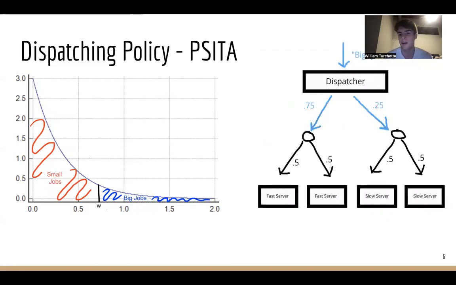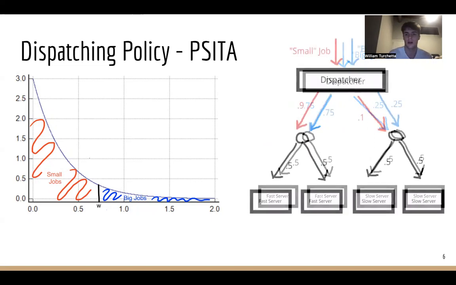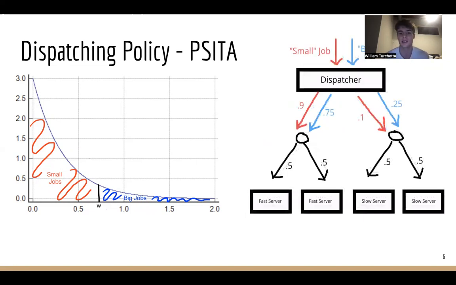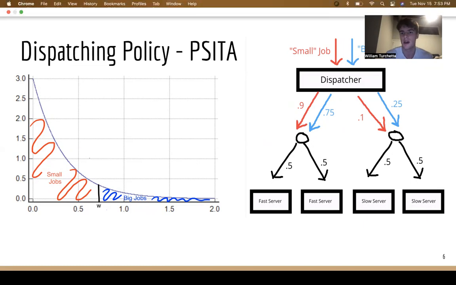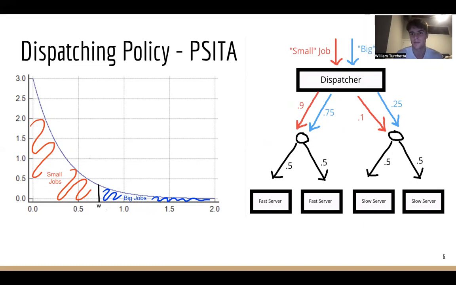And then when a big job comes in, we can have a different set of probabilities to send to the fast servers and to the slow servers. So overall, our dispatching policy looks something like this, where we have some set of probabilities to send the small jobs to fast servers and slow servers, and then a unique set to send the big jobs to fast servers and to slow servers.